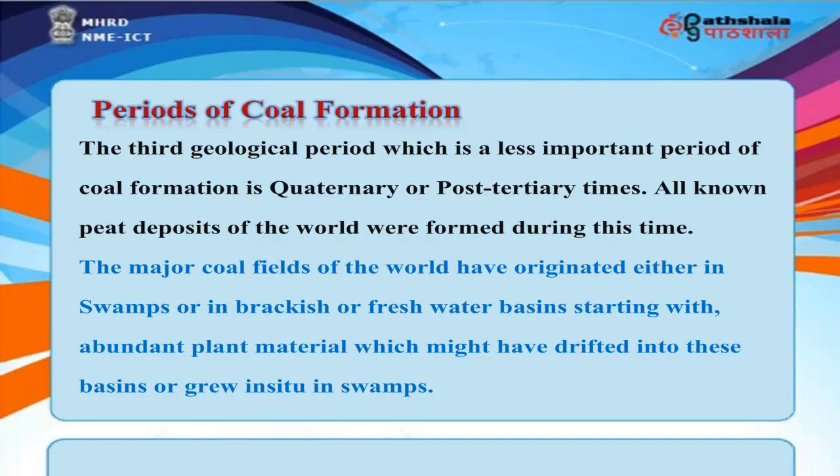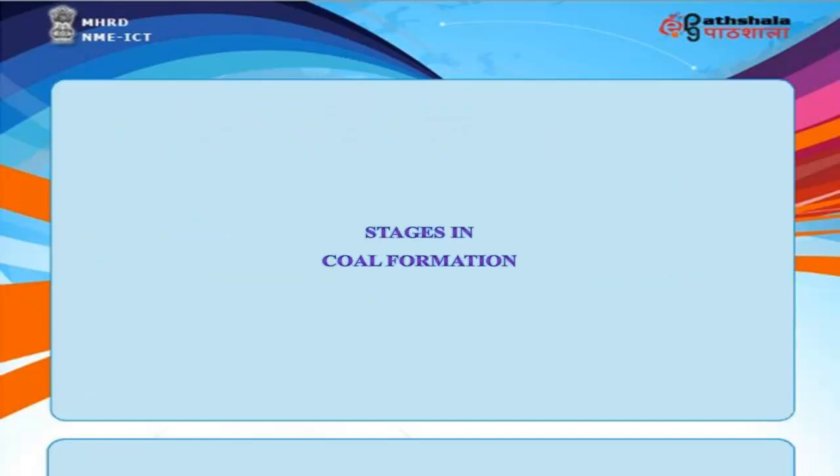The third geological period, which is a less important period of coal formation, is Quaternary or post-tertiary times. All known peat deposits of the world were formed during this time. The major coal fields of the world have originated either in swamps or in brackish or freshwater basins, starting with abundant plant material which might have drifted into these basins or grown in situ in swamps.